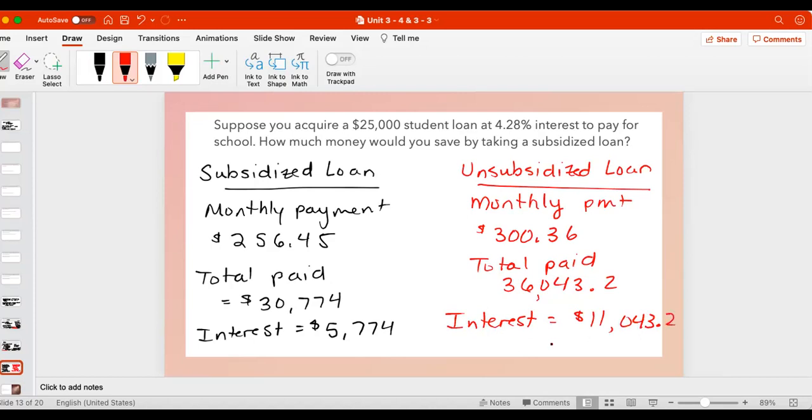11,043.2. Now let's compare the subsidized loan with the unsubsidized loan. By not being charged interest for the 4 years that you're in school, the interest that you're going to pay in the end is smaller than the interest you would pay if you were charged interest while you were in school. Look, this is almost half the interest here. You can see the total paid, you're paying $36,000 for the unsubsidized loan and $30,000 for the subsidized loan. So obviously the subsidized loan is the better choice when the interest rates are the same and you have the same amount of time to pay the loan.